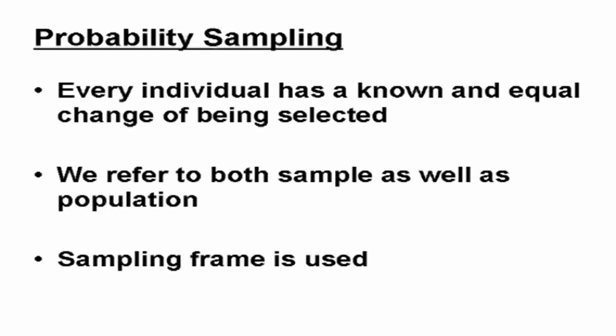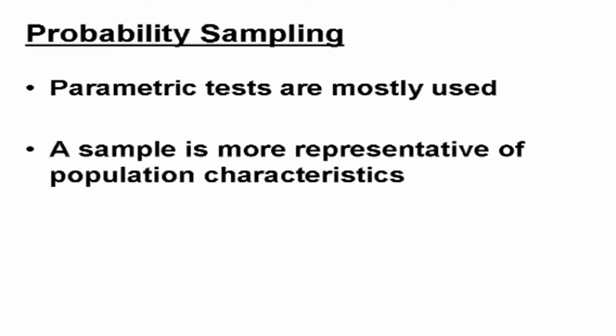Probability sampling. In probability sampling, every individual has a known and equal chance of being selected. In probability sampling, we refer to both sample as well as population. Sampling frame is used. In this type of sampling, parametric tests are mostly used. In probability sampling, a sample is more representative of population characteristics.